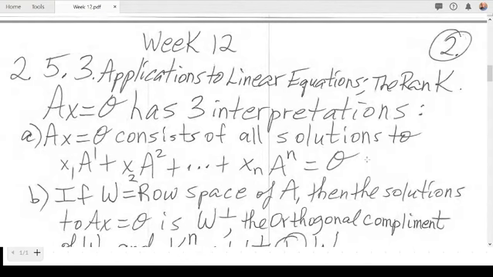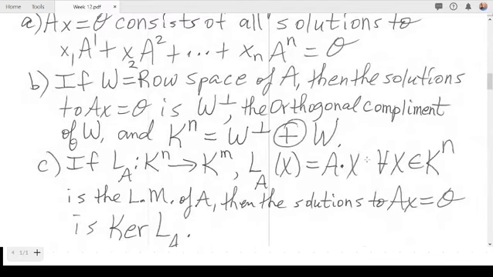The solution set to AX equals 0 vector has three interpretations. First, it consists of all solutions to the linear vector equation x1 a1 plus through xn a superscript n. Second, if W is the row space of A, then the solutions to AX equals 0 is W perp, the orthogonal complement of W. And Kn is the direct sum of W perp with W.